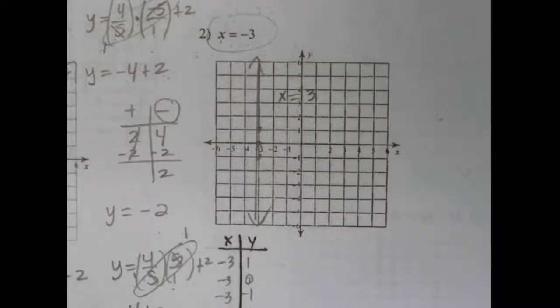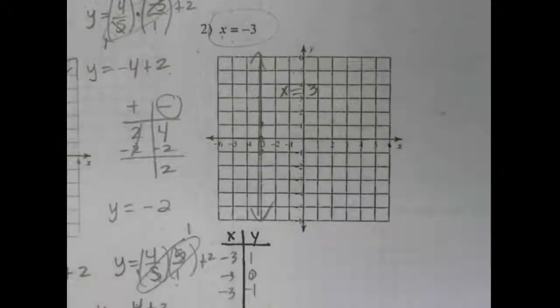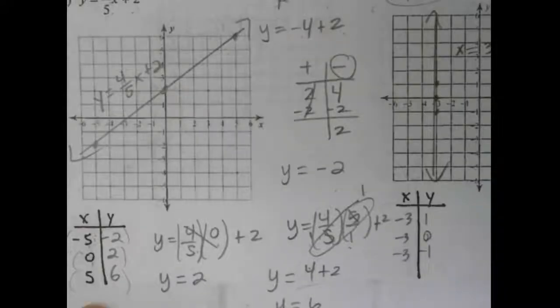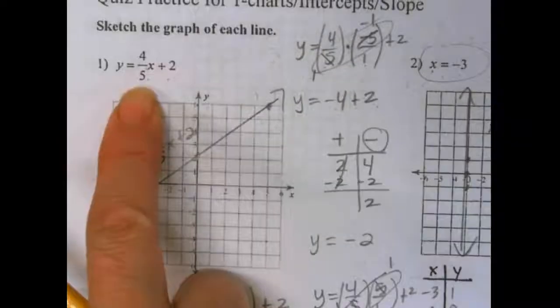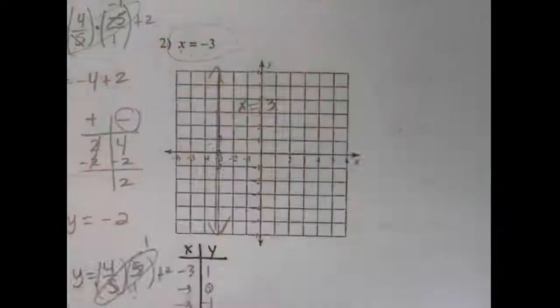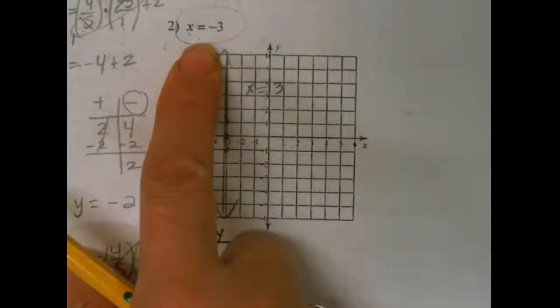Okay? That makes sense to you? So that's one way. This way we're using a T-chart, right? Using the bottom number here so that we can graph it. Here we made a T-chart again, but it's x equals negative 3.